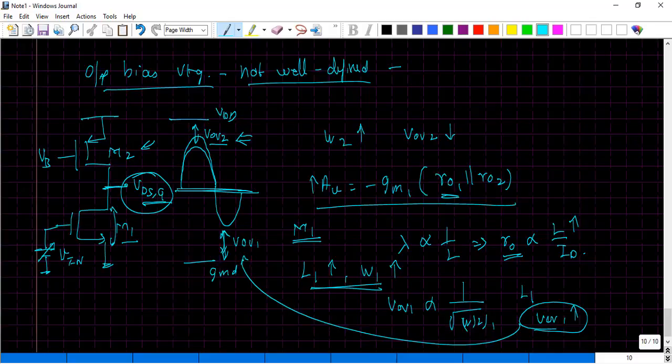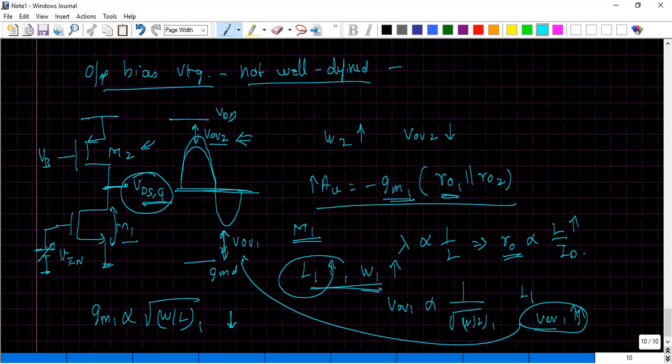And I can even state there is one more reason why L1 and W1 have to be increased by the same proportion, for which I will take my gm1. So we know that this gain is also related to our gm1, and this gm1 is basically proportional to the square root of W by L of 1. So what happens when we try to increase the value of L1 alone without changing the width? Again, the gm would start scaling down. So that's the reason why we have to increase both L1 and W1 by the same proportion. If it's not so, we'll end up with an increase in VOE and a reduction in my gm1.